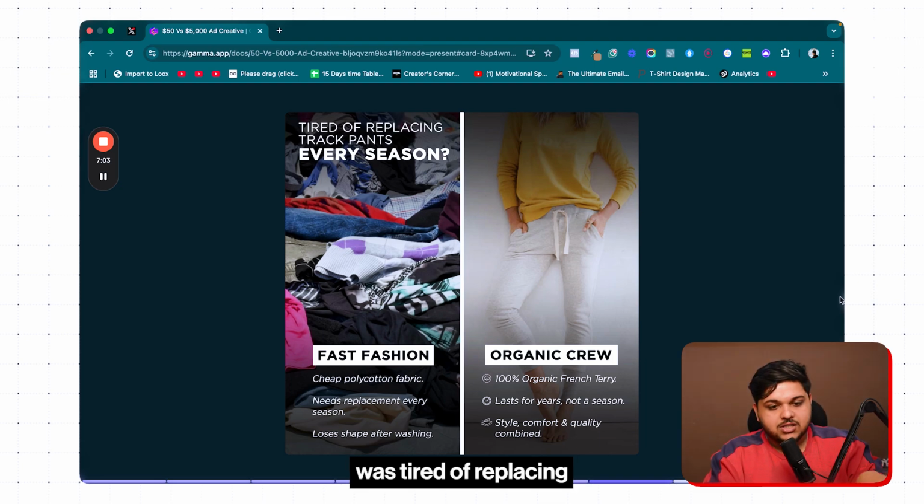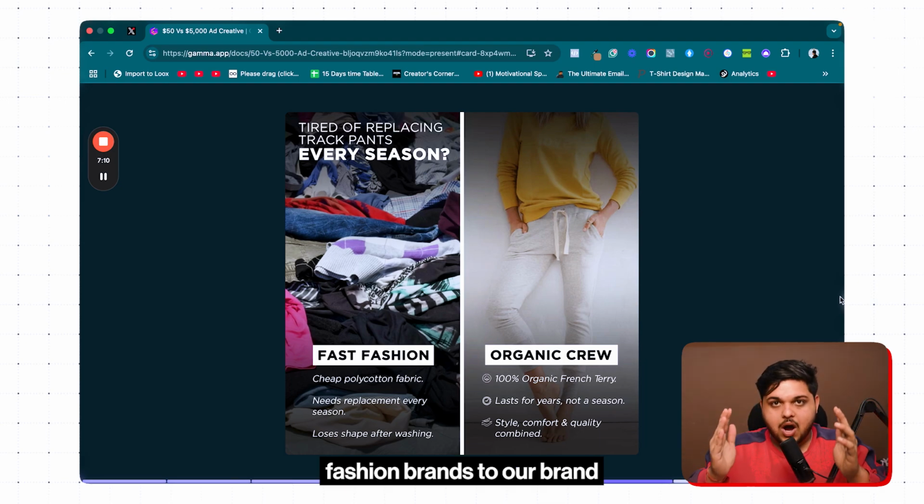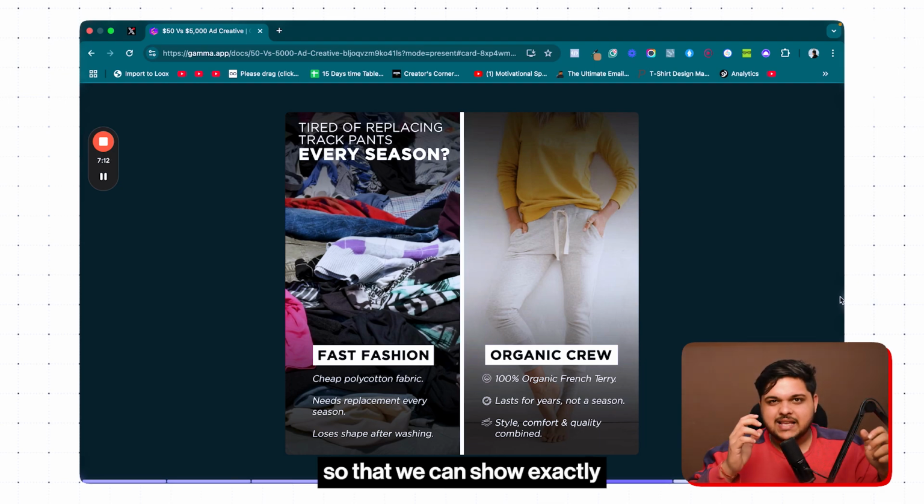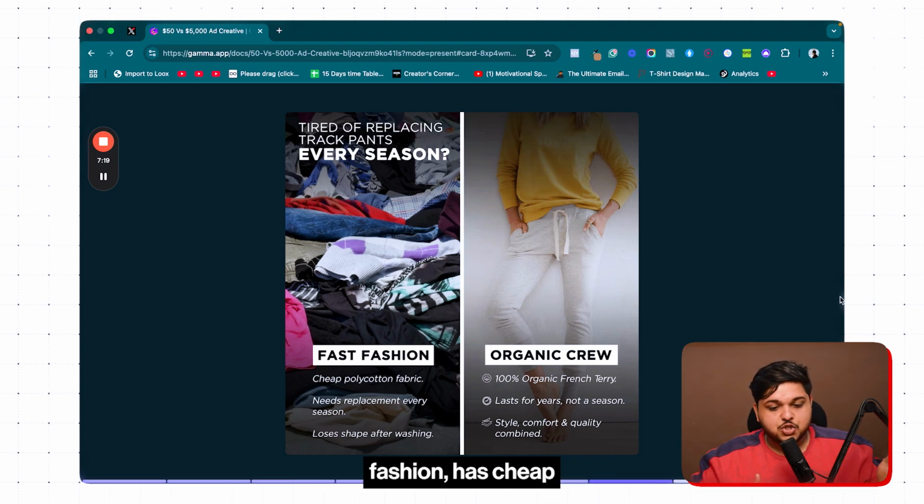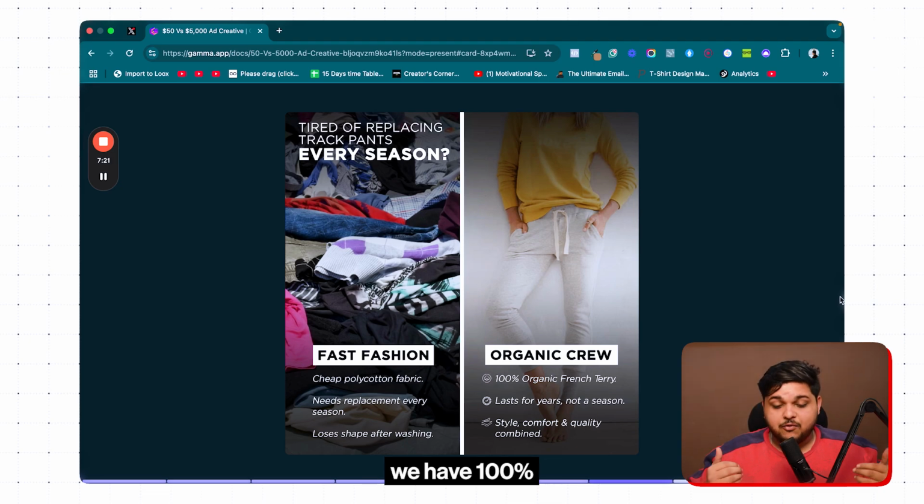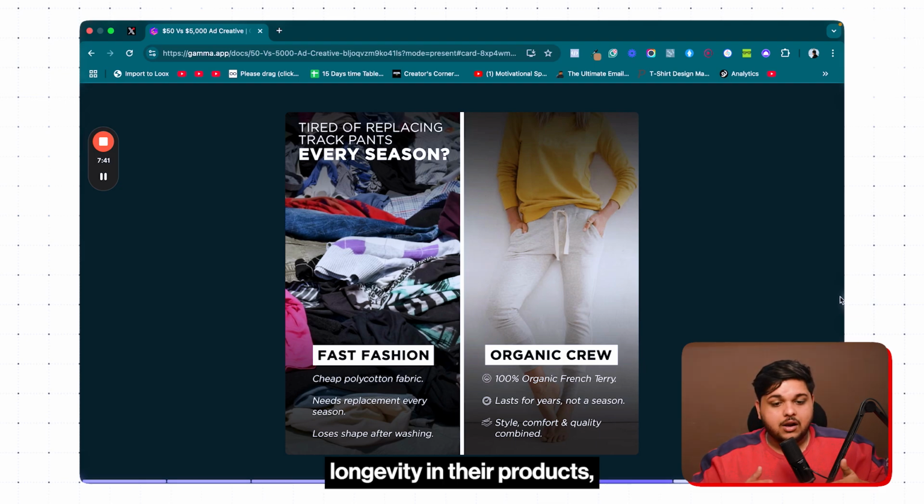The hook was "Tired of replacing track pants every season." We compared fast fashion brands to our brand so that we could show exactly what benefits and unique features we have compared to other brands in the market. Fast fashion has cheap polycotton fabric, whereas we have 100% organic French terry. Fast fashion needs replacement every season, whereas ours can last for years, not just a season. Fast fashion brands don't really have longevity in their products, whereas ours have that longevity at the same time.